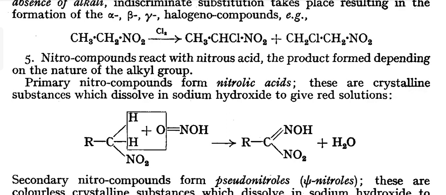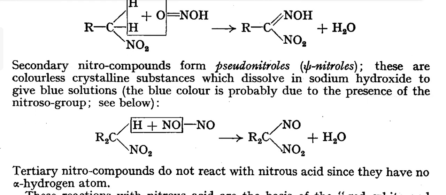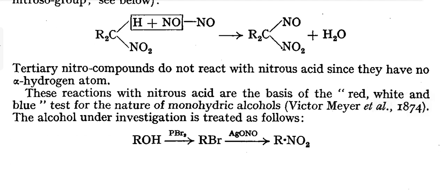Fifth, nitro compounds react with nitrous acid and the product formed depends on the nature of the alkyl group. Primary nitro compounds form nitrolic acids. These are crystalline substances which dissolve in sodium hydroxide to give red solutions. Secondary nitro compounds form pseudonitrols, or nitrosonitro compounds. These are colorless crystalline substances which dissolve in sodium hydroxide to give blue colors. The blue color is probably due to the presence of the nitroso group, as we can see in this reaction. Tertiary nitro compounds do not react with nitrous acid since they have no alpha hydrogen atom.